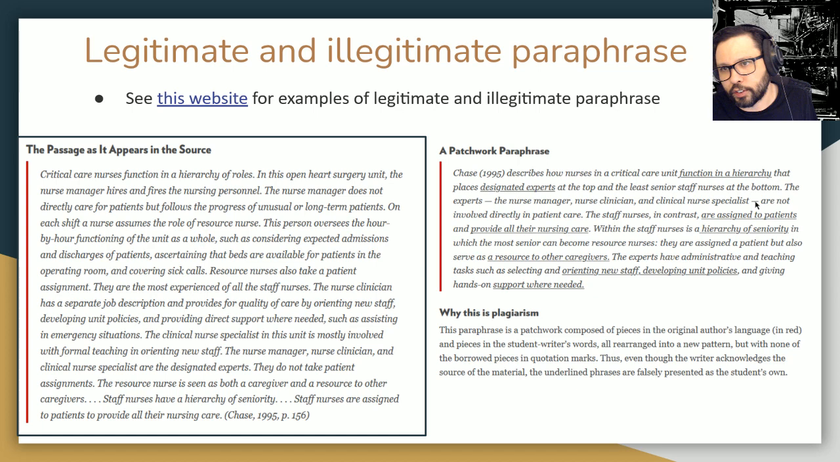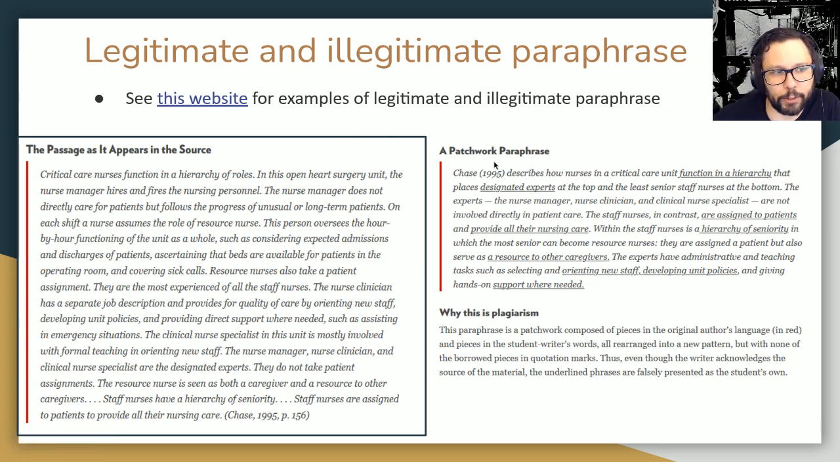This is also plagiarism. This is not an original writing. This is not an original paragraph. The words, but also the presentation, the order of the sentences, the way that the information is being presented is all taken directly from the original.